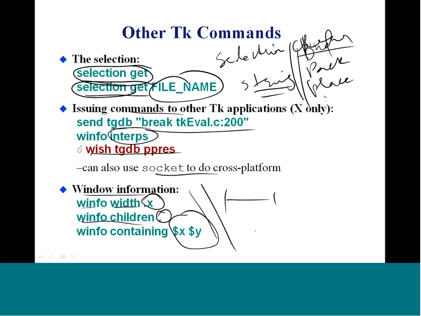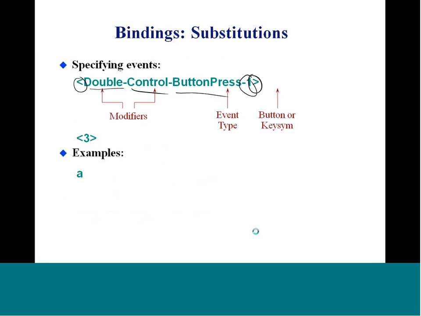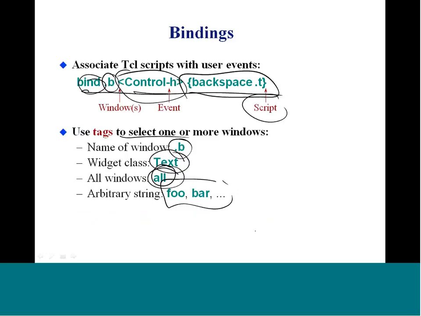So the bindings essentially bind commands to various events, using the bind command. Why is this useful? This is the way that we can execute commands when the user presses any kind of keys or has any interaction. We can immediately bind that event to a particular command and then execute that command.